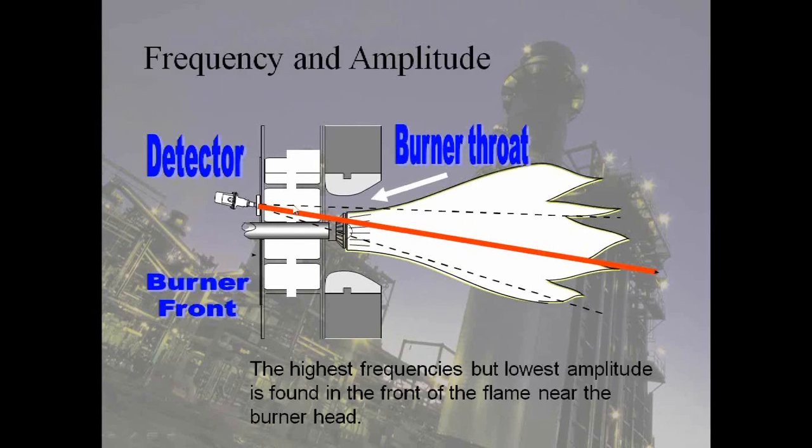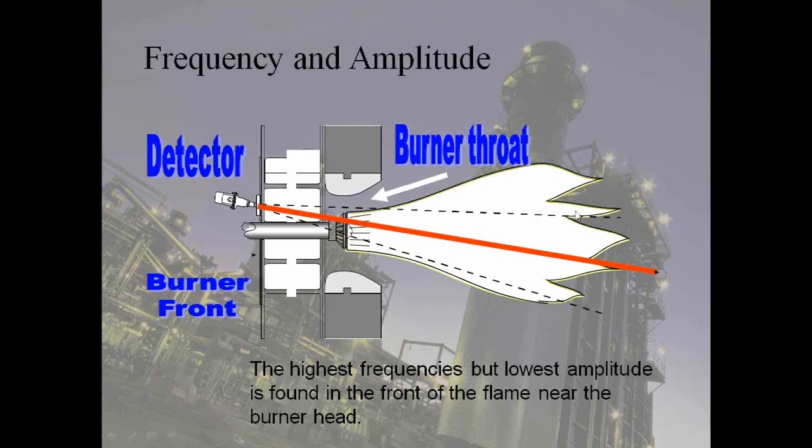If we look at typical detector sighting, we want to get through that primary combustion zone. This is where you're going to have the highest frequencies. Remember that a flame is a series of small explosions because of the mixing and turbulence and the propagation rates. The most explosions are going to occur in that primary combustion zone most rapidly, and that's going to produce the highest flicker frequencies. It's also going to have the lowest amplitude or brightness.